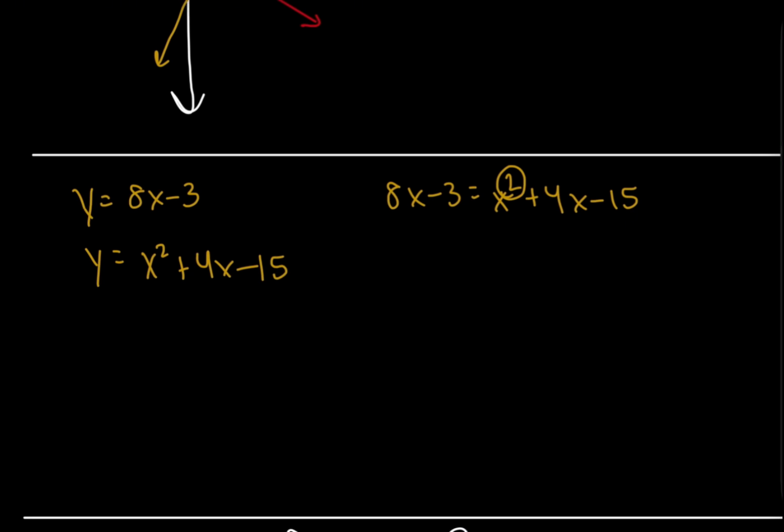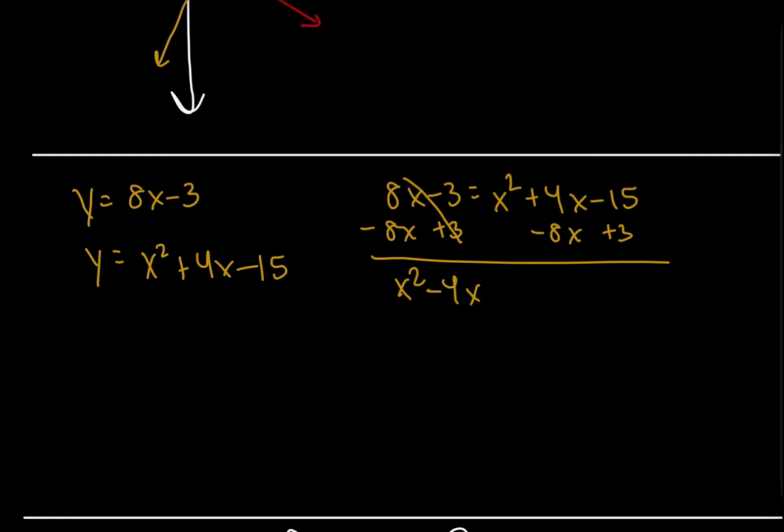Whenever we have a quadratic and want to solve, we set it equal to 0. The easy way, in order to keep this x squared positive, is to take what we have here and bring it to this side so that it's equal to 0. So we're going to do minus 8x and then plus 3, because that's the opposite. We do minus 8x according to the corresponding terms, and we're going to have x squared. 4 minus 8 is negative 4x. And then negative 15 plus 3 gives us negative 12. And that's equal to 0. Now that we have that, we can just solve.